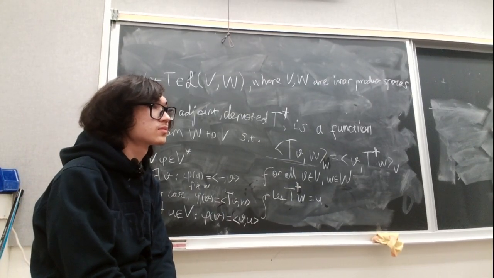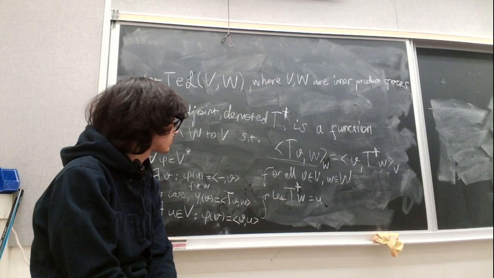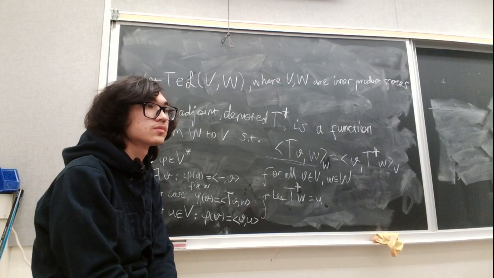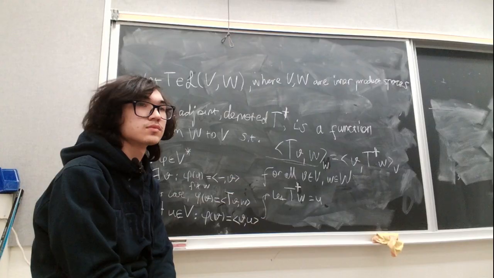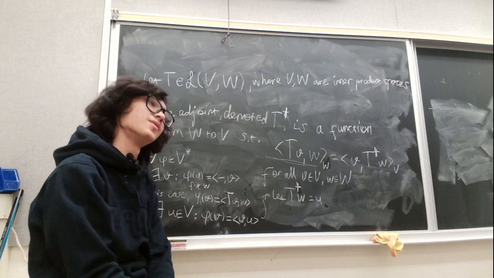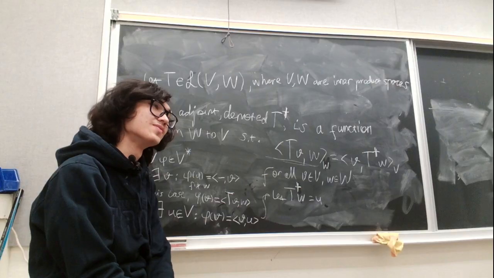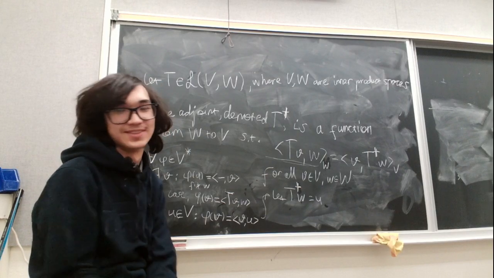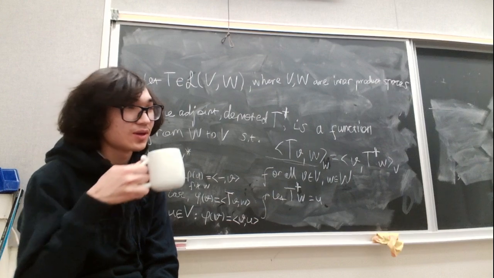So, can we, just from this, try and guess what the matrix of T star is going to be? It's the transpose. Okay, you're right. But remember how that's half the answer. Well, that's like 3/4 of the way there. It's the transpose, but with what else?